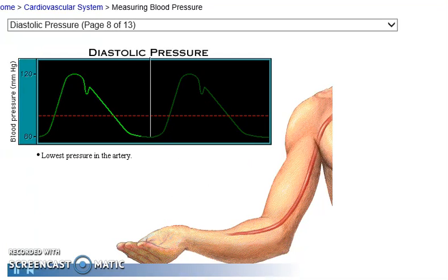Diastolic pressure represents the lowest pressure in the artery, which is the result of ventricular diastole, relaxation. Diastolic pressure is usually around 80 millimeters of mercury.